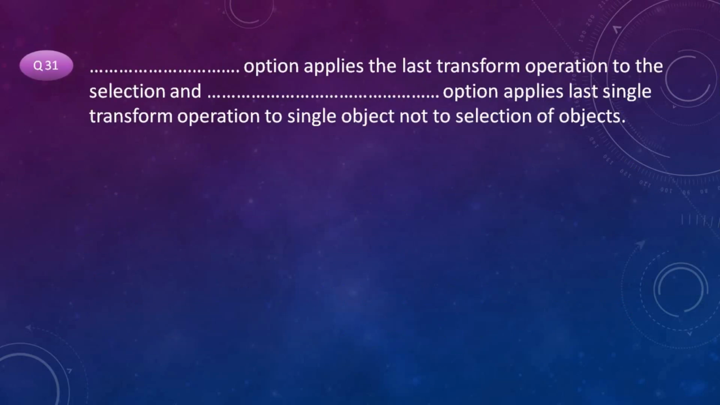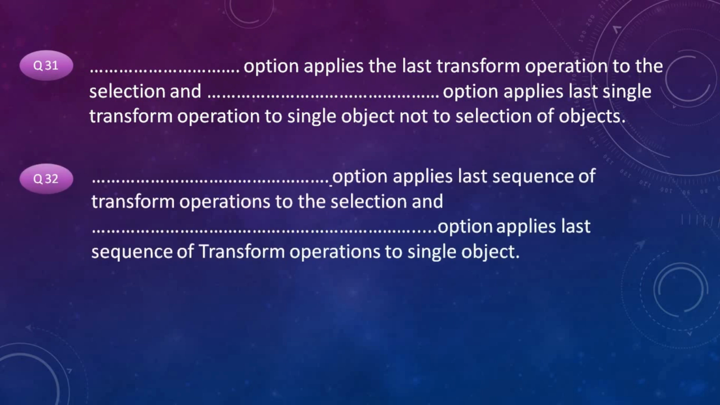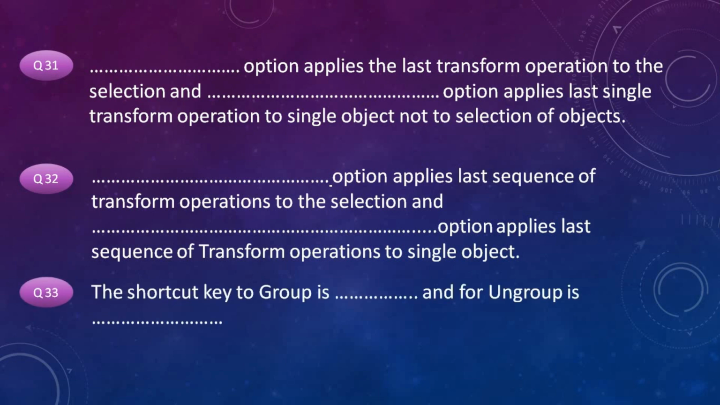The next one. Dash option applies the last transformation, dash option applies last single transform operation to single object, not to selection of objects. Dash option applies last sequence of transform operations to the selection, and dash option applies last sequence of transform operation to single object. The next one. The shortcut key to group is dash and for ungroup is dash.